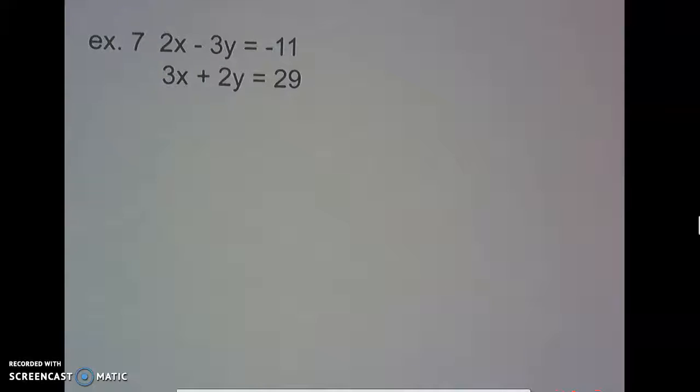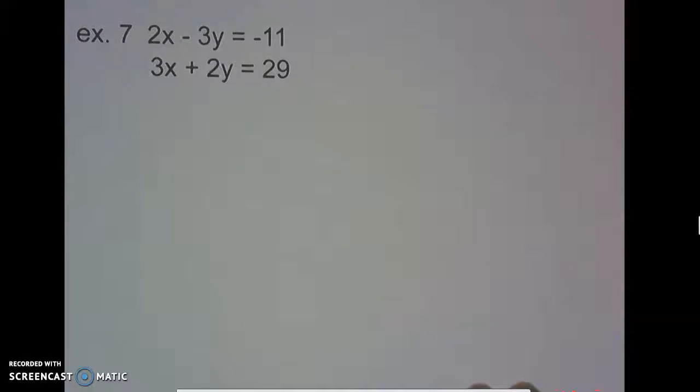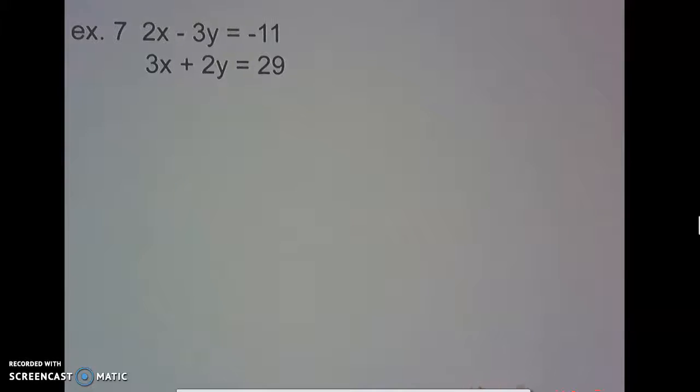solving this system. So we have 2x minus 3y equals negative 11 and 3x plus 2y equals 29. So here we're looking, everything's lined up. We're great there. 2 doesn't easily multiply to get 3, and 2 doesn't easily multiply to get 3 there either. So what that means is we can't just multiply one equation by something, we have to multiply both equations by something in order to make the coefficients of either the x's or the y's be the same.